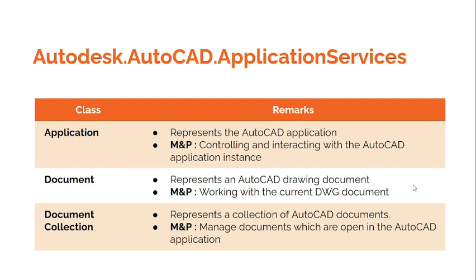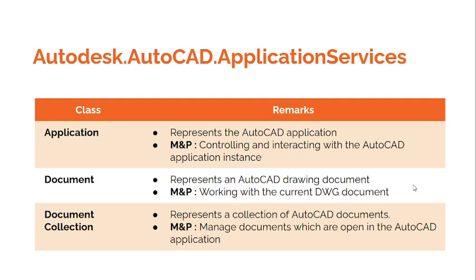The first one is the Application class, which represents the AutoCAD application itself, and it contains methods and properties which allow us to control and interact with the AutoCAD application itself. For example, we could minimize, maximize, or position the application window wherever we want on the screen. We can also use various methods and properties to access the document manager or the various documents open within the particular document. And that brings us to the Document class.